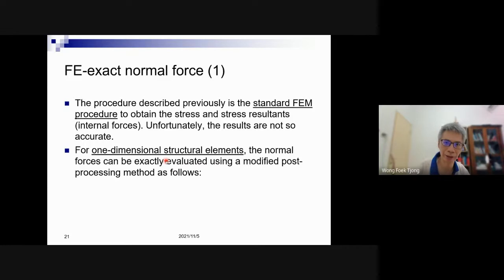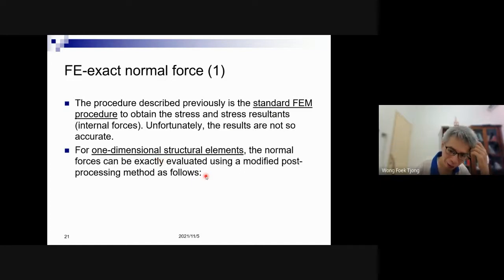So we see that I called the previous procedure the standard procedure to obtain the stress resultant. It's not good, right? Not good because it is not accurate for stress. Luckily, for 1D elements like bar, the normal force we can compute exactly, but using a modified, not standard procedure. Later we will discuss 2D. The standard procedure we can do in 1D, 2D, and 3D. But this modified one is only applicable to 1D, not to 2D or 3D.